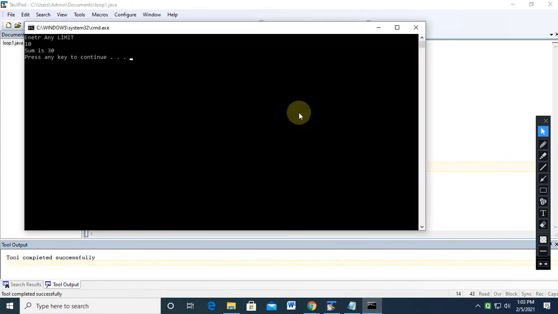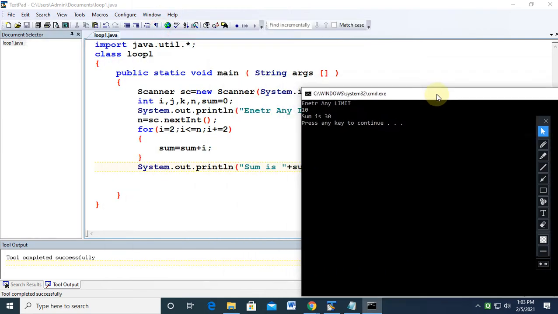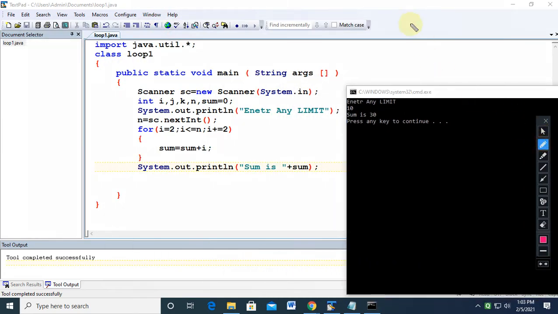Now look here. Up to 10, the first even number is 2, then 4, then 6, then 8, then 10. So the sum is 30. The sum is 30. Am I clear?